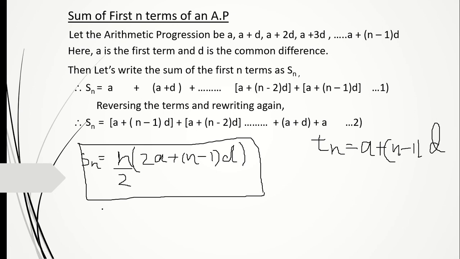Now here, there is one small case to it. What we can do is, this 2a which is there, we can split and write as a plus a.